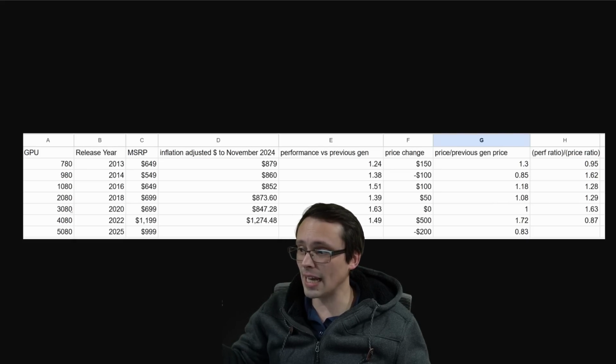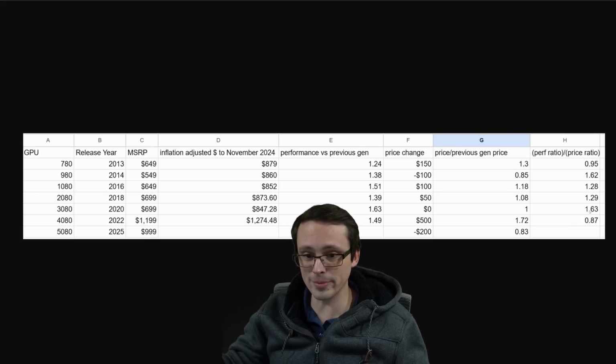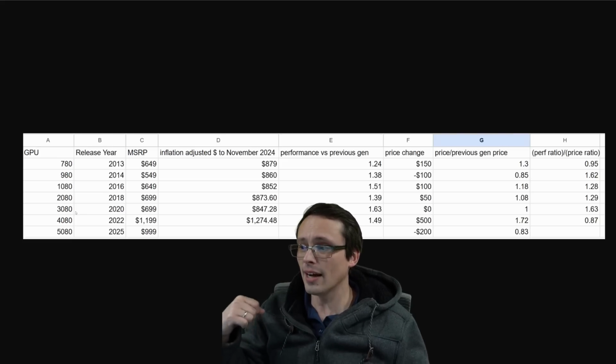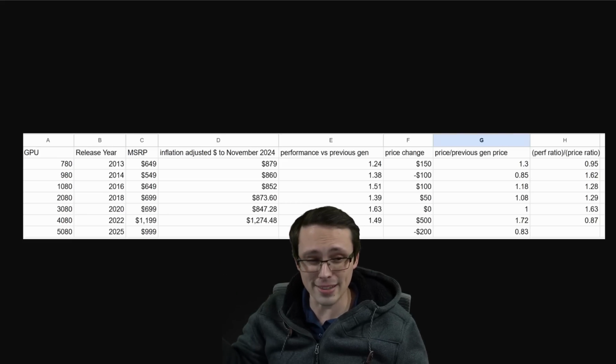The 3080 had an MSRP that matched the 2080, coming in with a 63% performance generational gain, giving it a 63% price to performance improvement in the 80 class. That's why the 3080, everybody was so excited about it. And then again, you couldn't ever actually buy them at that price.